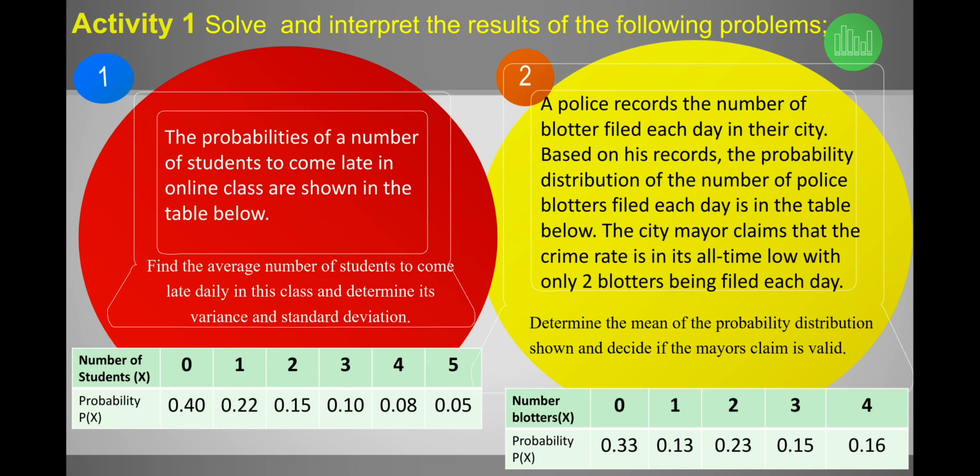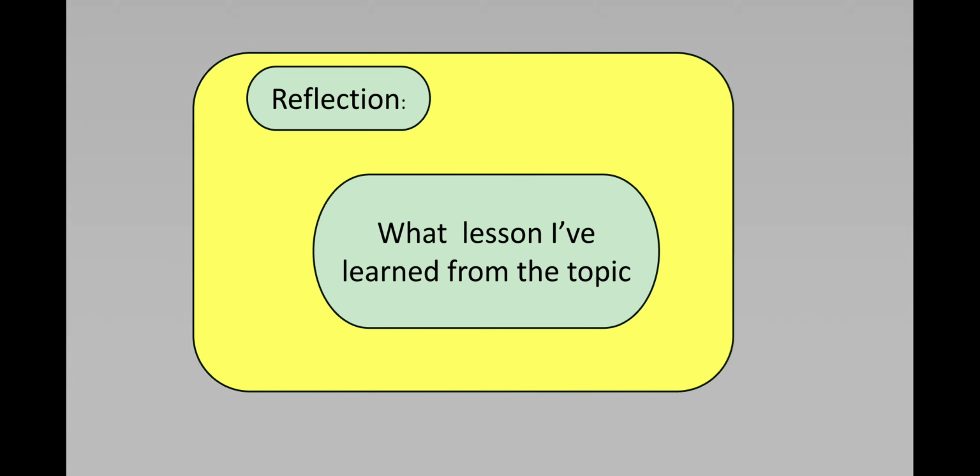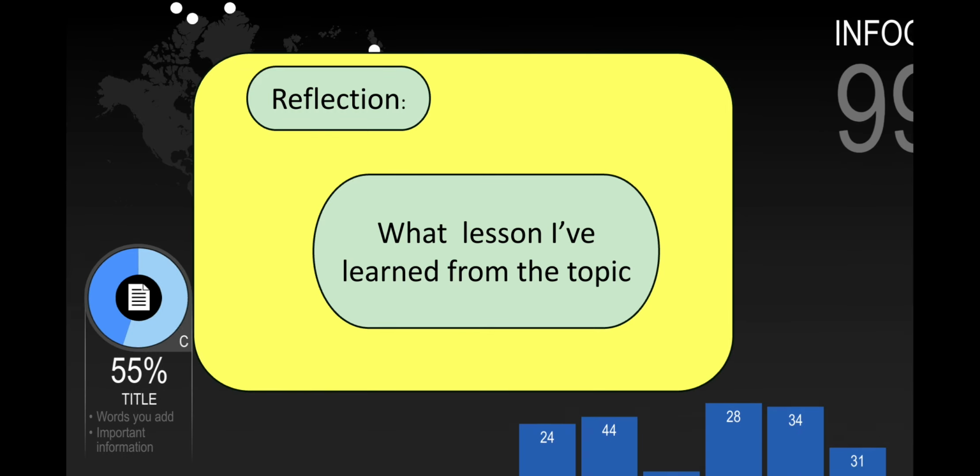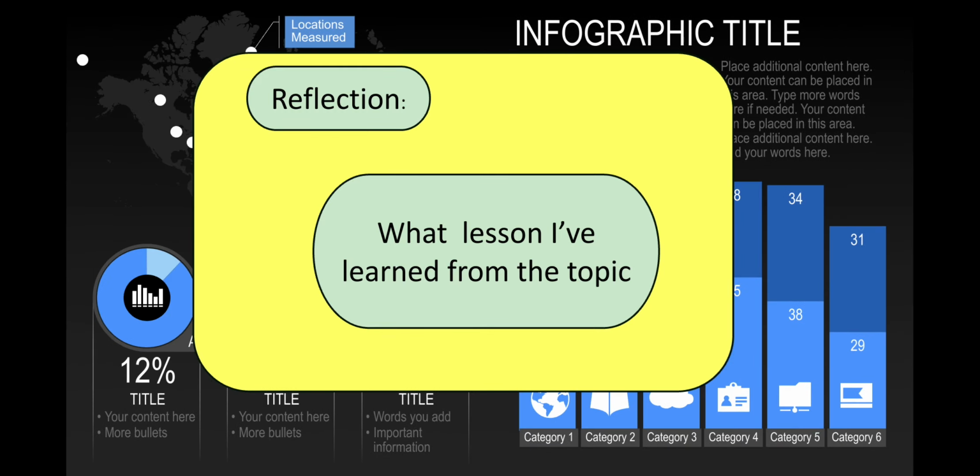We have problem number 1, wherein a table is given below, and for number 2, we also have a table below. You're going to solve and interpret the results. Then for reflection, what lesson have you learned from this topic?